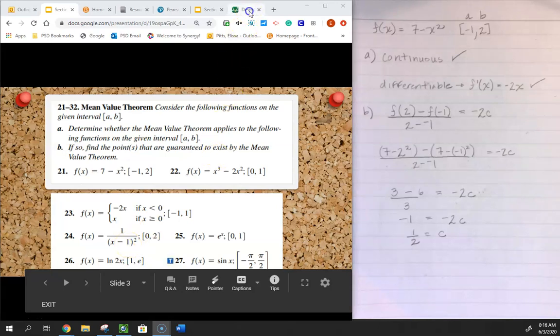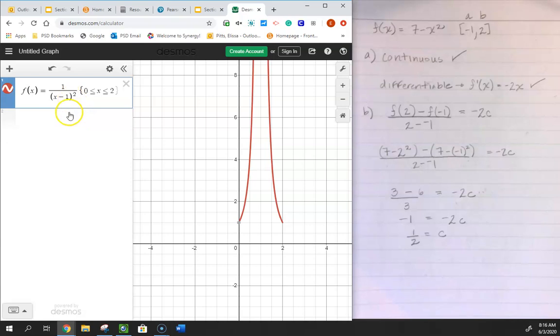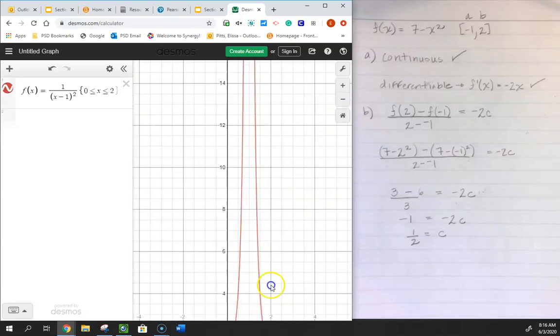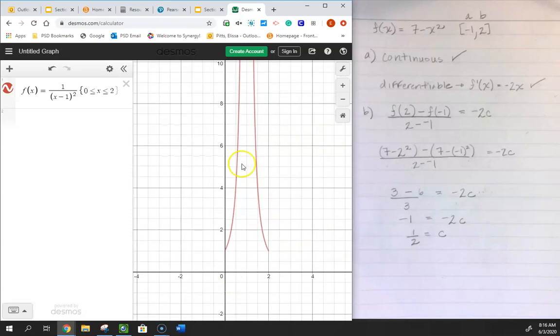So let's look at what that means. Here's a graph of 1 over (x minus 1) quantity squared, on the interval from 0 to 2. If I connect the endpoints on that interval, that would have a slope of 0. But notice, nowhere on this graph do we have a slope of 0. There's a vertical asymptote there. There's no place that I could slide my paper up and have a slope of 0. So the mean value theorem doesn't apply on this interval.